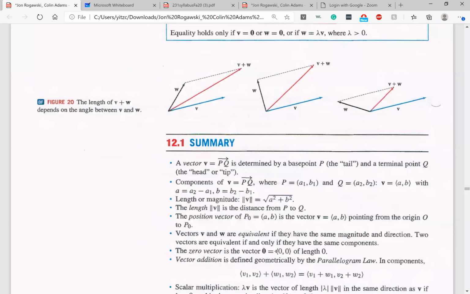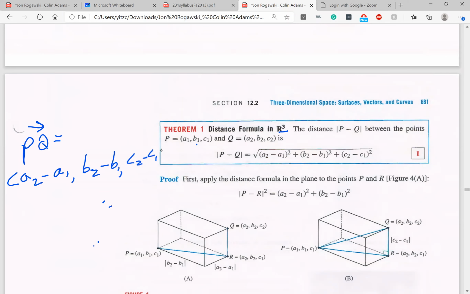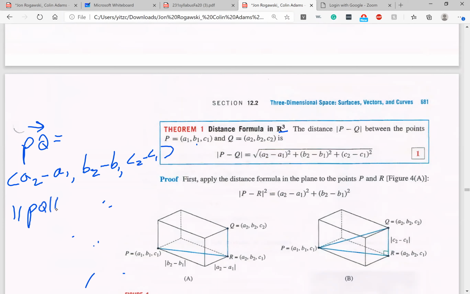So, one second. Yeah, so that's what happens over here. So here you have your P, which is A1, B1, and C1, and you have your Q, which is A2, B2, C2. And now you want to find the distance from P to Q. So again, you want to look at the vector PQ. And this vector is the vector A2 minus A1, B2 minus B1, and C2 minus C1. And then you just want to find the magnitude of this vector. That gives you the distance.